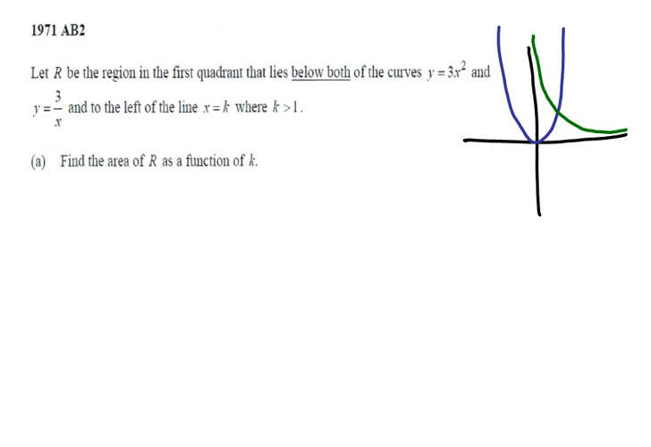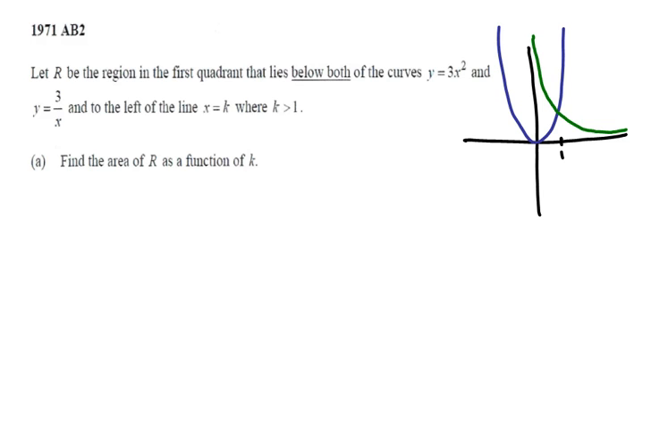And then what we have is that this area also has to be to the left of this line, y equals k, where k is greater than 1. And you should note that when k is equal to 1, where x is equal to 1, both functions are equal. So that's where the point of intersection is, at x equals 1, y equals 3.